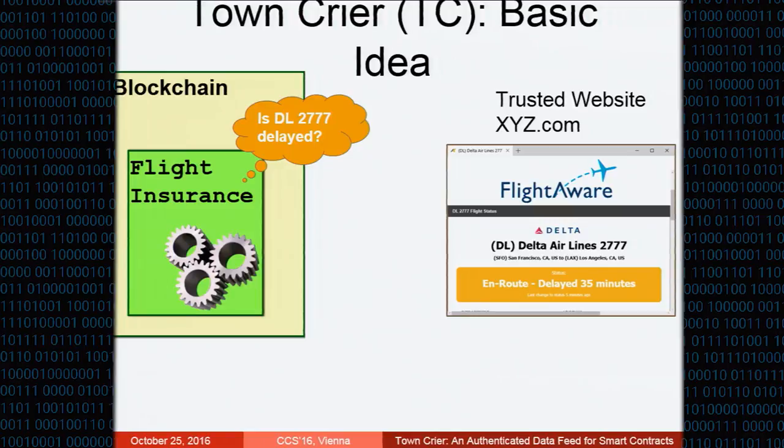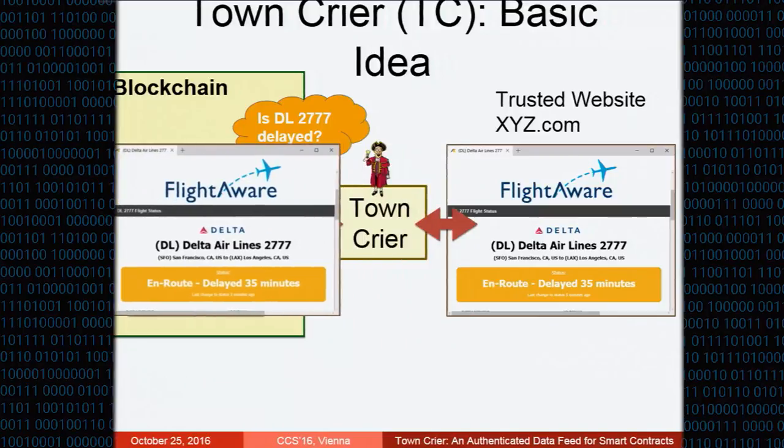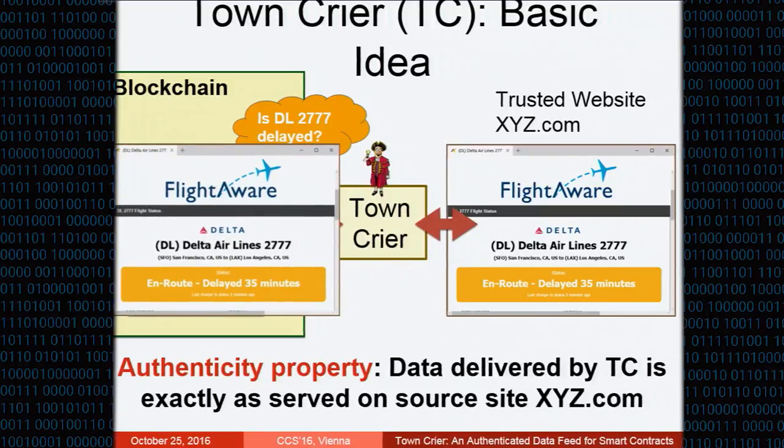So the idea of Town Crier actually is to enable the smart contract to do the same thing. So the idea of Town Crier is to fetch the information from the website and deliver it to the smart contract. The guarantee we want, however, is to make sure that the information delivered by Town Crier is exactly as served on the source website. We call this property authenticity.